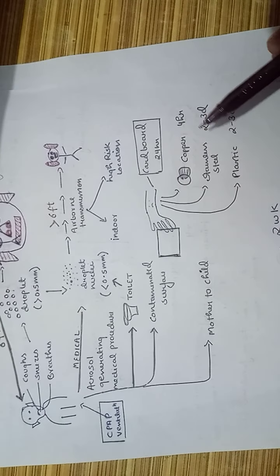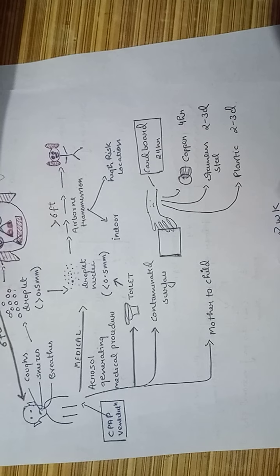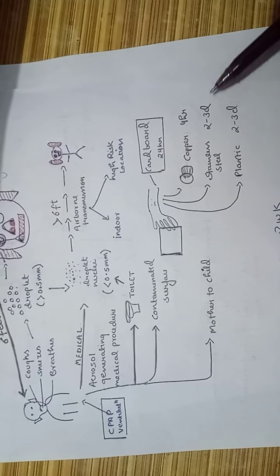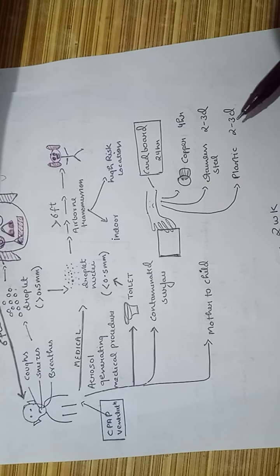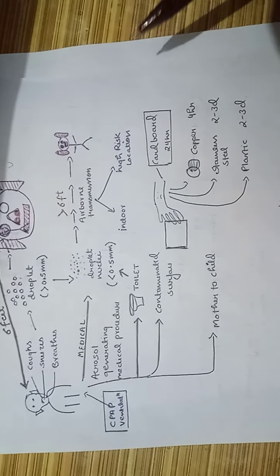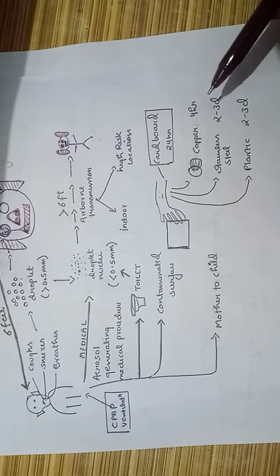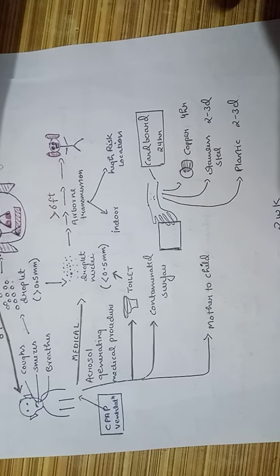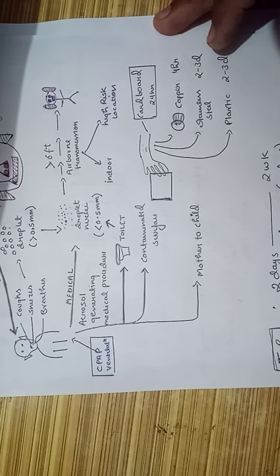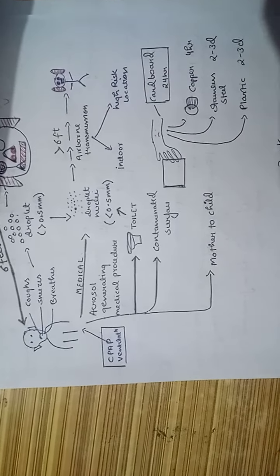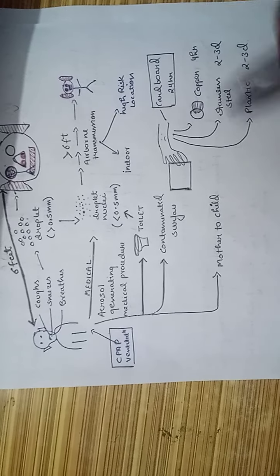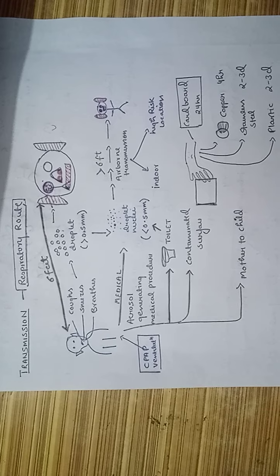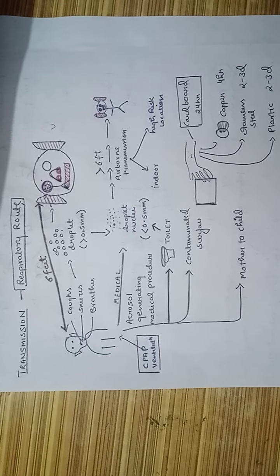Like in copper, the virus stays for around 4 hours, in stainless steel for 2 to 3 days, in plastic for 2 to 3 days, and in cardboard for 24 hours. But these are the ideal timelines, and not to be concerned about always. Another way of transmission, though very rare, is from mother to child, as cases have been found. So this is what we needed to know about the modes of transmission of coronavirus.